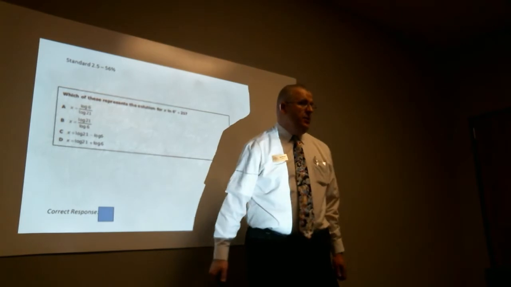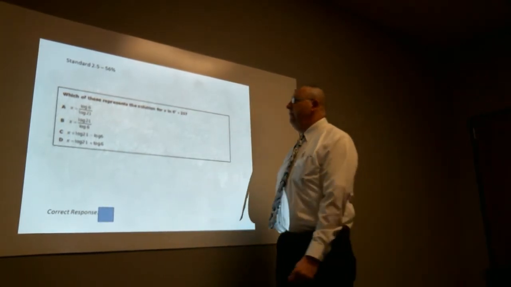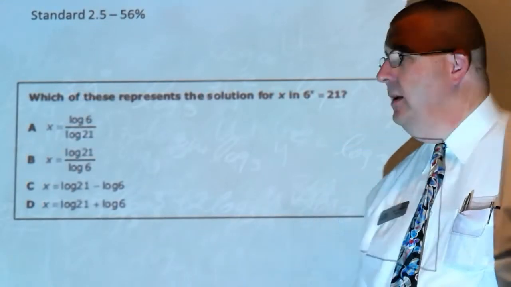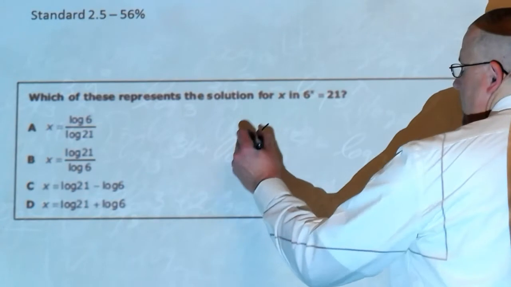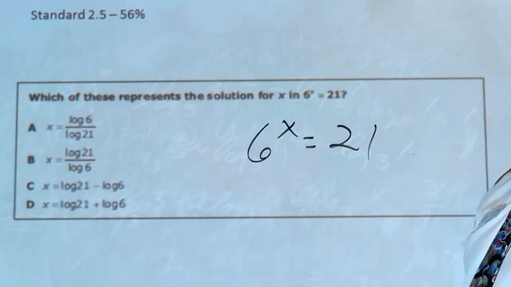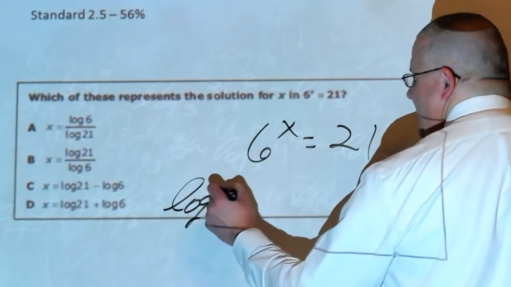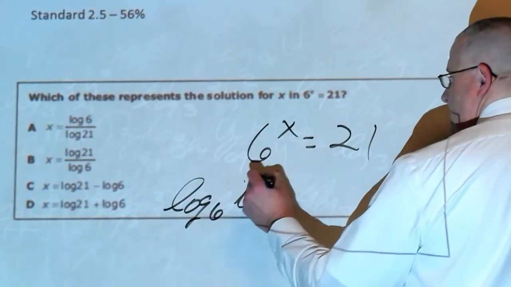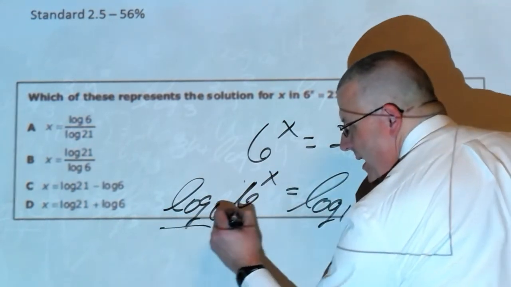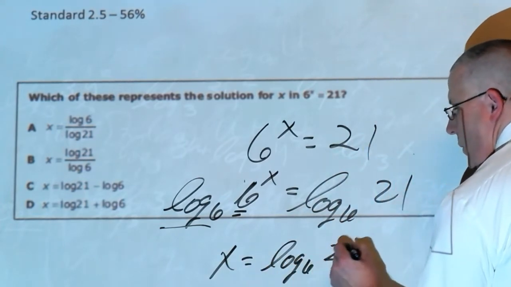Which of these represent the solution? 6 to the x equals 21. So we've kind of set this up already. Again, they don't ask us for a specific number, but 6 to the x equals 21. If I want to solve it, I have to take the log of what base? Base 6, right? So I've got to take log base 6 of 6 to the x equals the log base 6 of 21. This undoes that, so I get x equals the log base 6 of 21.